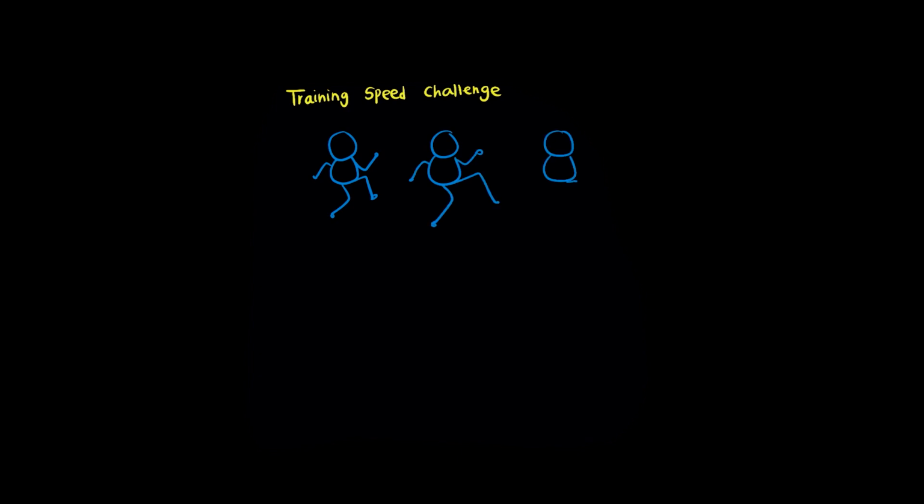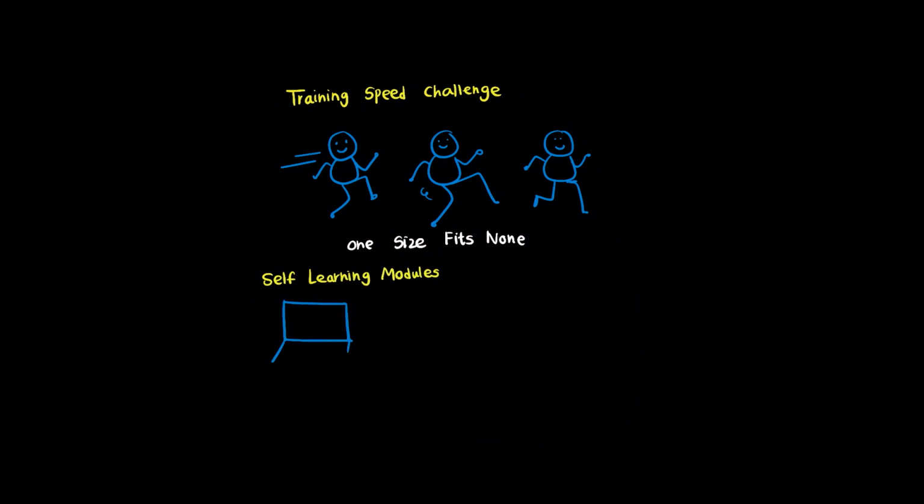Training clinical staff for new systems reveals a fundamental challenge. Everyone learns differently and at different speeds. Ignoring these differences leaves slower learners behind and frustrates quick learners. Eliminating training guarantees failure. Using only one method alienates learning styles. Self-paced learning modules accommodate everyone.